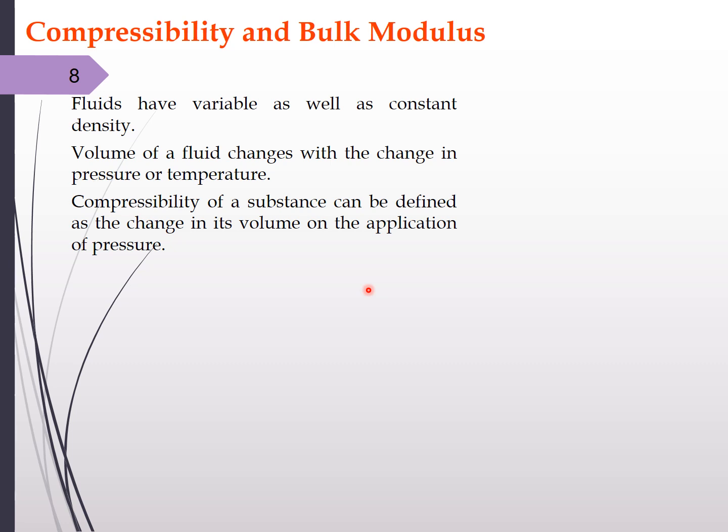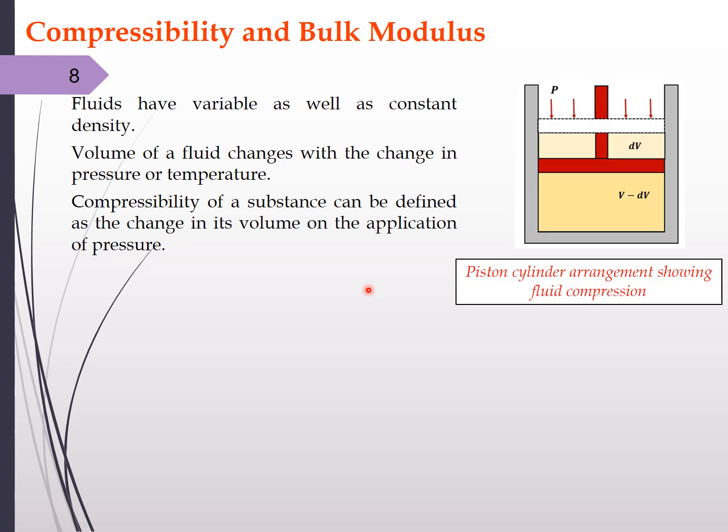So next is compressibility and bulk modulus. Since we know that fluids have variable as well as constant density, on the application of pressure there will be a change in the volume, or it may be due to temperature also. So when we apply some pressure, the volume will decrease. The volume of a gas, or we can say of a liquid, will decrease. So we will take an example.